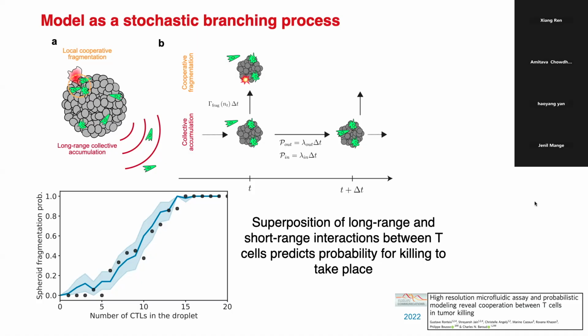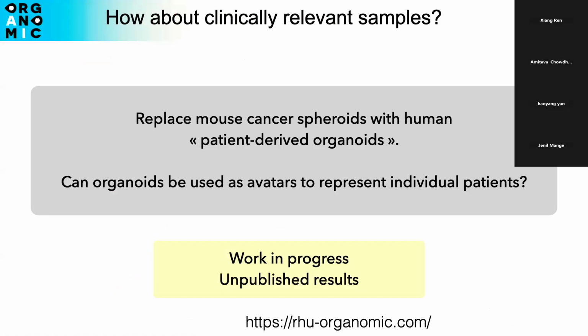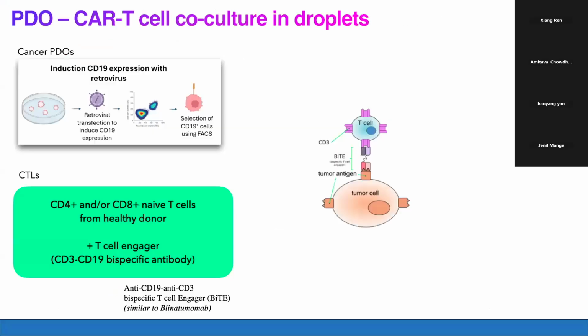Okay, so all of this is on mouse cells. And the last work that I'm going to show you, which is still unpublished, but we're working on the paper right now, is how all of this technology translates when we want to use human cells, so patient cells. To understand human cancer cell and T cell interactions, we start with a patient-derived organoid, which we obtain from our collaborators in the hospital.